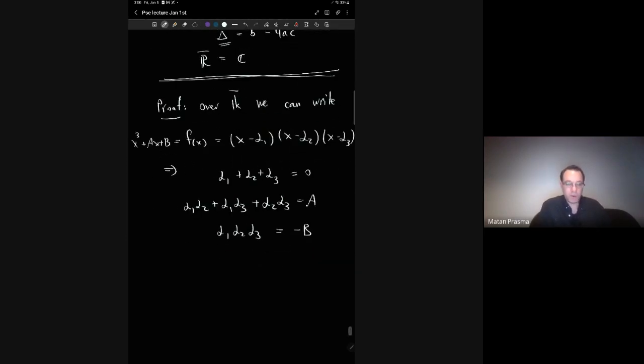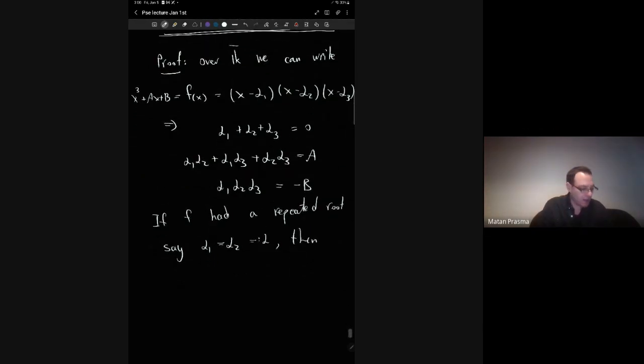Okay, so if f had a repeated root, let's say that alpha 1 is equal to alpha 2. So I will denote both of them as alpha. Then I can simply write the third root, alpha 3, as minus 2 alpha.